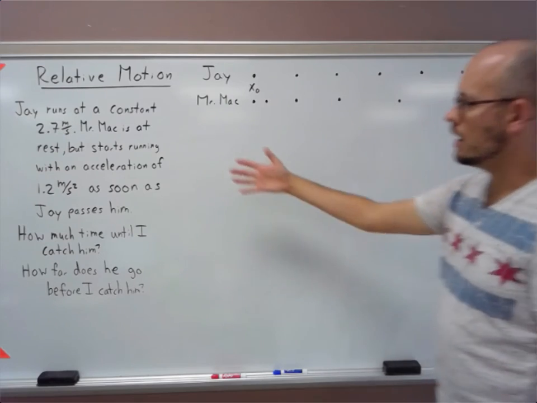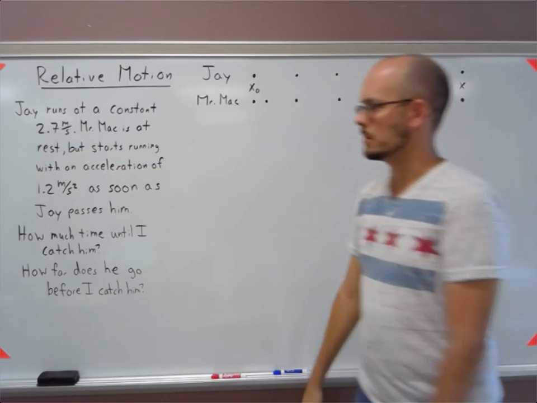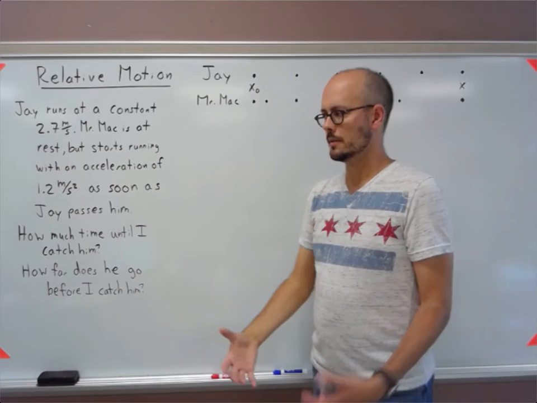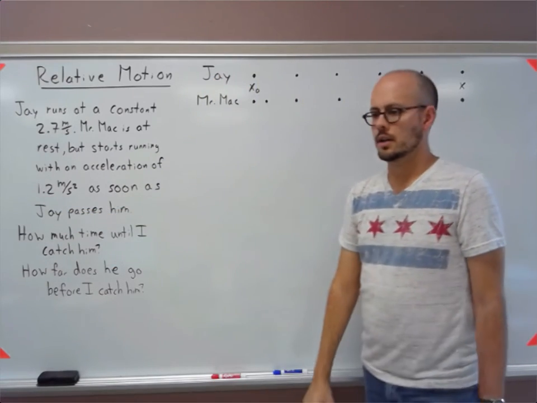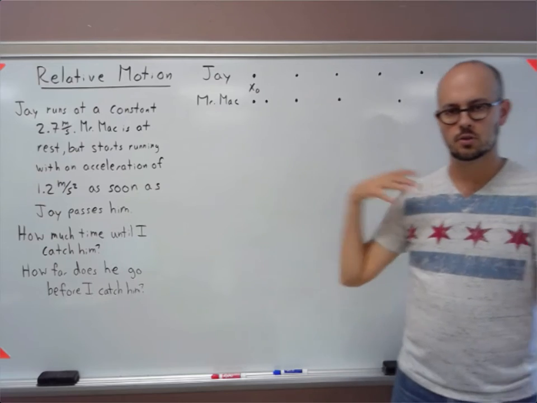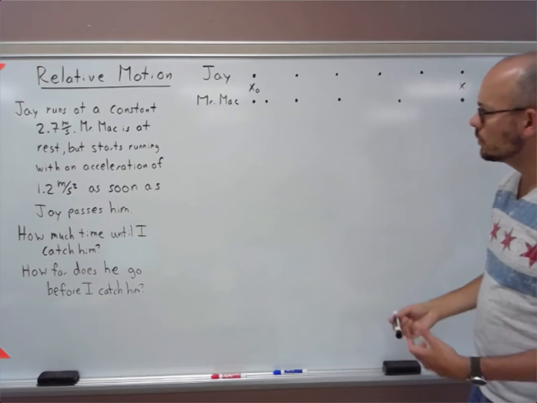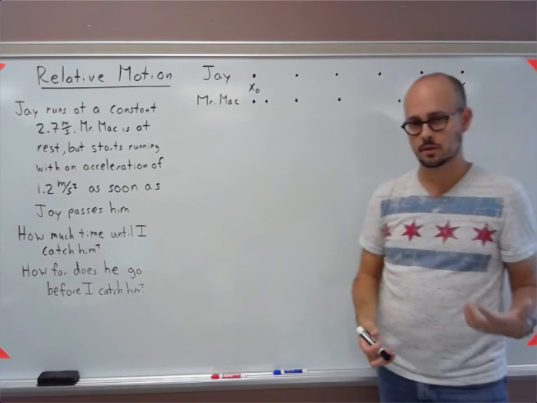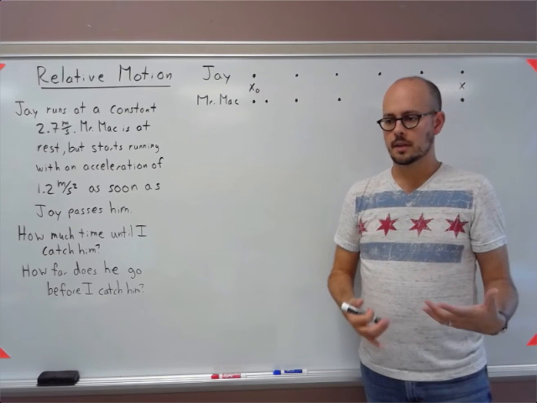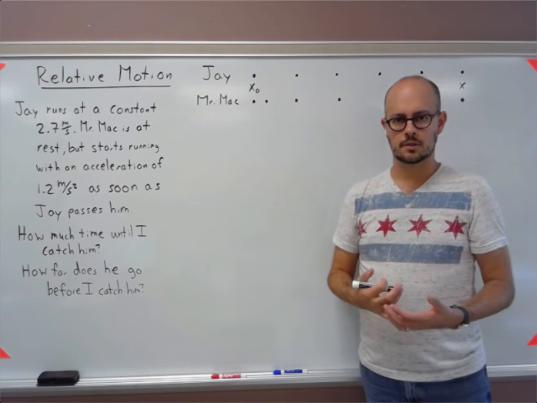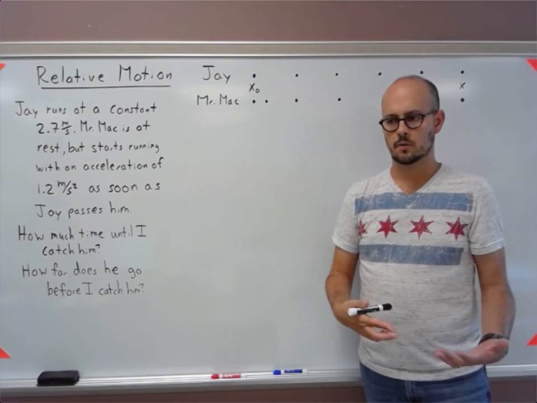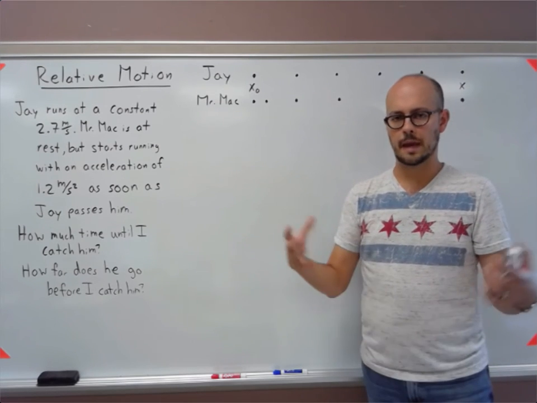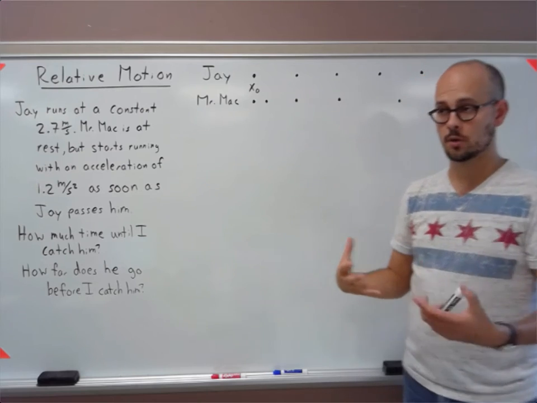The facts I have are that Jay can run at 2.7 meters per second. I don't know that, but I made it up. And I can accelerate at 1.2 meters per second squared. And I start running as soon as he passes me. The way you want to approach a relative motion problem is to generate an equation that describes the location or velocity of an object over time and compare those whenever you have equivalent variables.